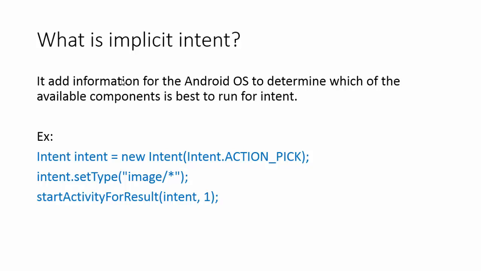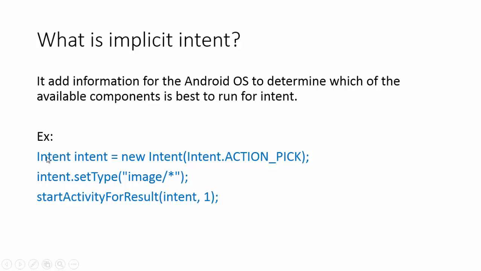You can capture an image from the camera also. All the applications that can capture images from the camera will be shown in the options. So implicit intent opens whichever application is available for the given intent, and the OS will show all the options to the users.